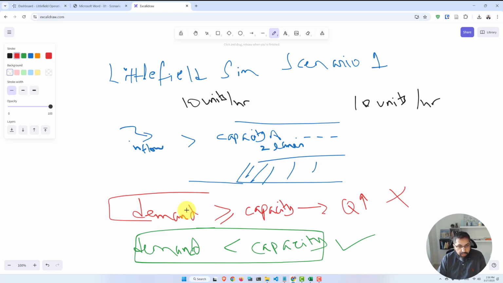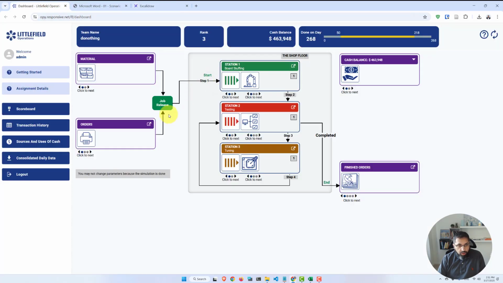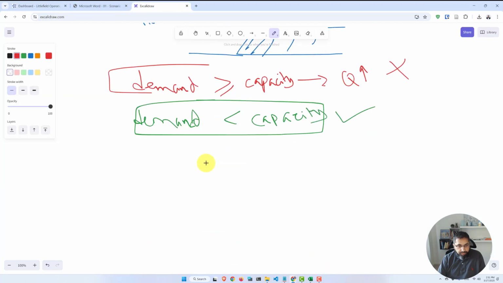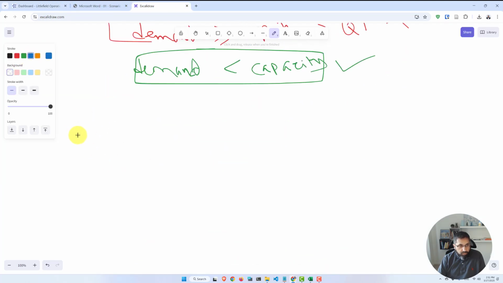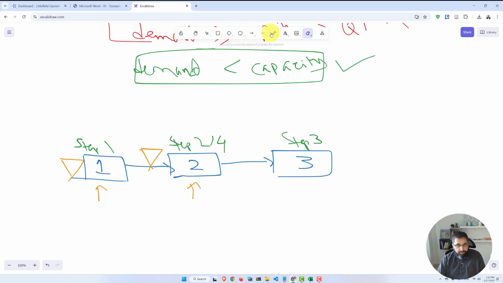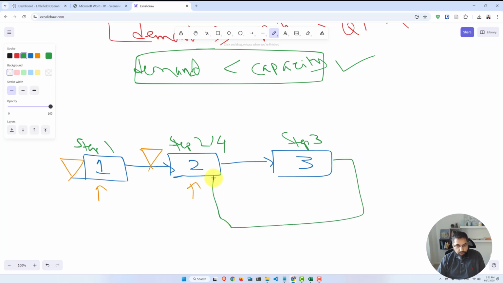So probably what's happening is that our demand is exceeding our capacity, causing the queues to start to blow up at some of our stations, right? Okay, so how do I know exactly what's happening? If you look at these 3 stations, I have a process something like this. We have 4 steps. So this goes here, and then you go out, you're done, right?